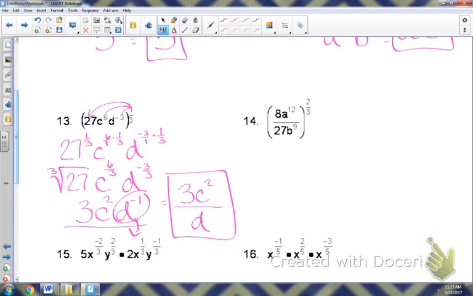Okay, so 14, we're going to distribute that 8 is a coefficient, so we need to do 8 to the 2/3, and then we'll multiply the exponent. So that'd be 12/1 times 2/3. Be 27 to the 2/3, and then b 9/1 times 2/3.